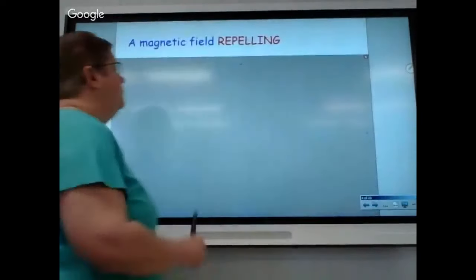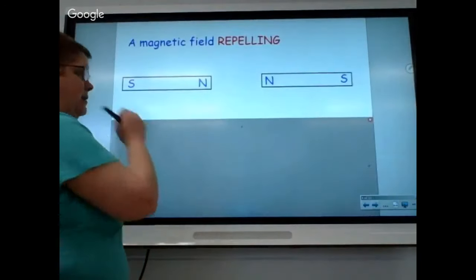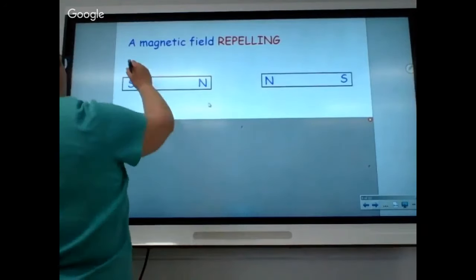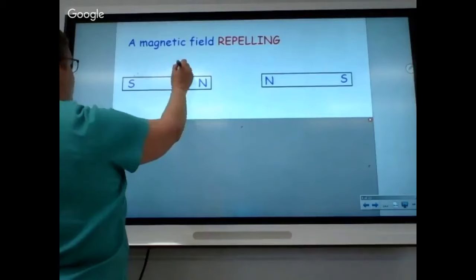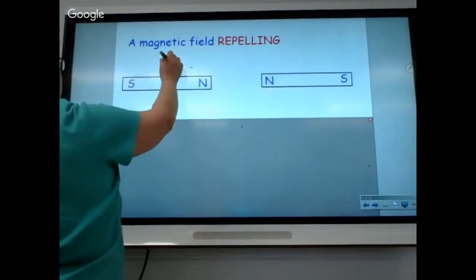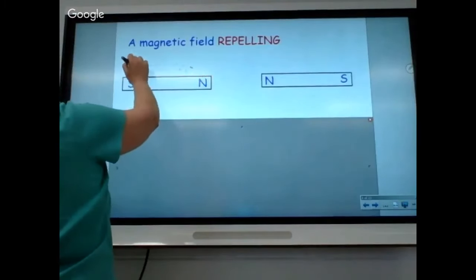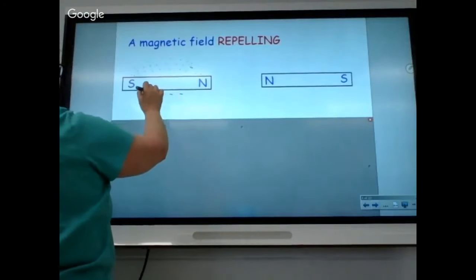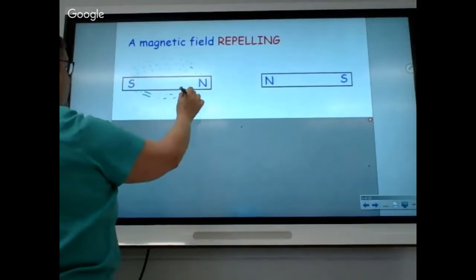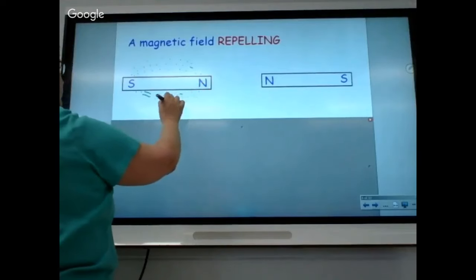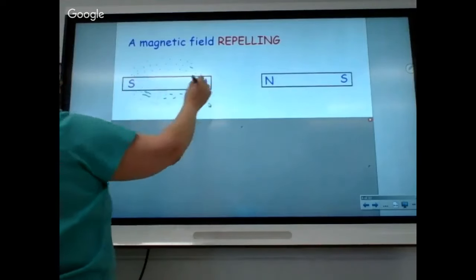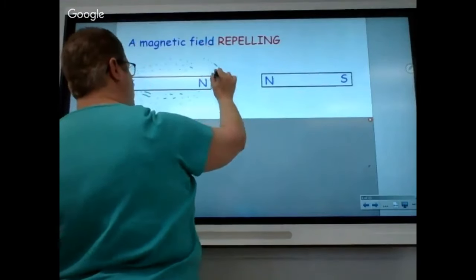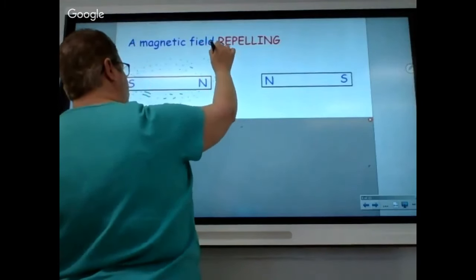All right. How will the bar magnets look when they repel? For north and south, they're going to do what? They're still going to have that round structure, because they're still attracting. But north to north is going to be weird. You're going to have them come out and sort of push away from each other.